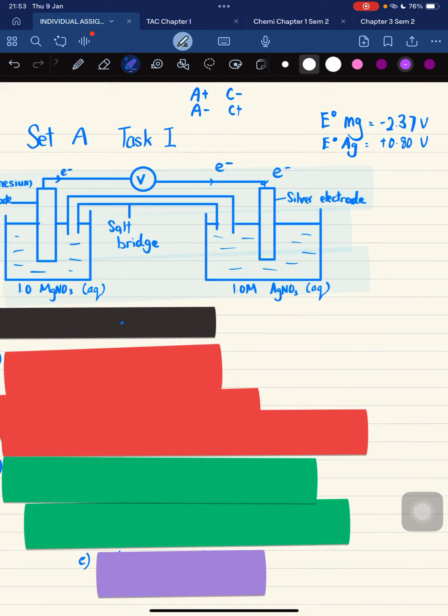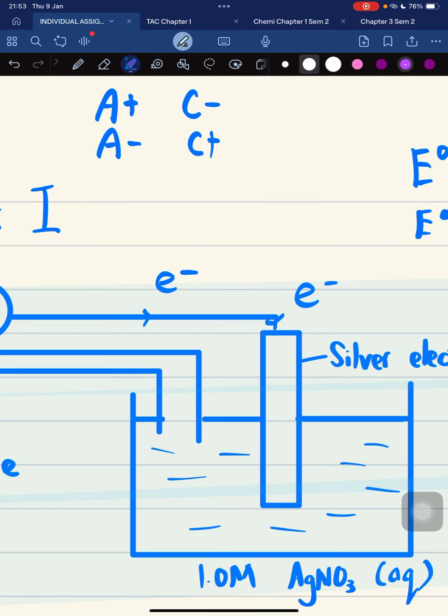So I'm using this formula to memorize which one is negative and which one is positive terminal. For electrolytic cell, we're using A plus and C minus, while for galvanic cell, we're using A minus and C plus. So what does it mean? For anode, in electrolytic cell is positive terminal, while cathode is negative terminal. And for galvanic cell, anode is the negative terminal and cathode is the positive terminal.